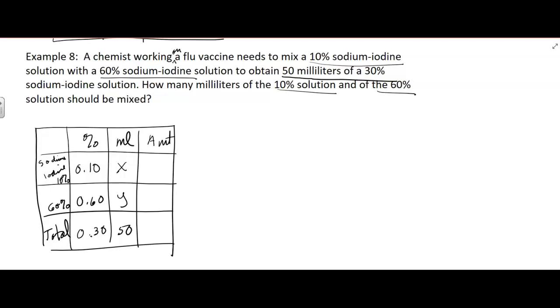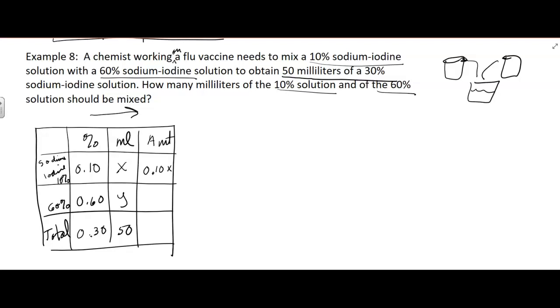You multiply across. So multiply this way. So it's going to be 0.10x. That's how much sodium iodide you're getting from that beaker. You're mixing like two beakers. It's like you have a beaker 1 and a beaker 2, and you're going to mix those together and form this new solution.